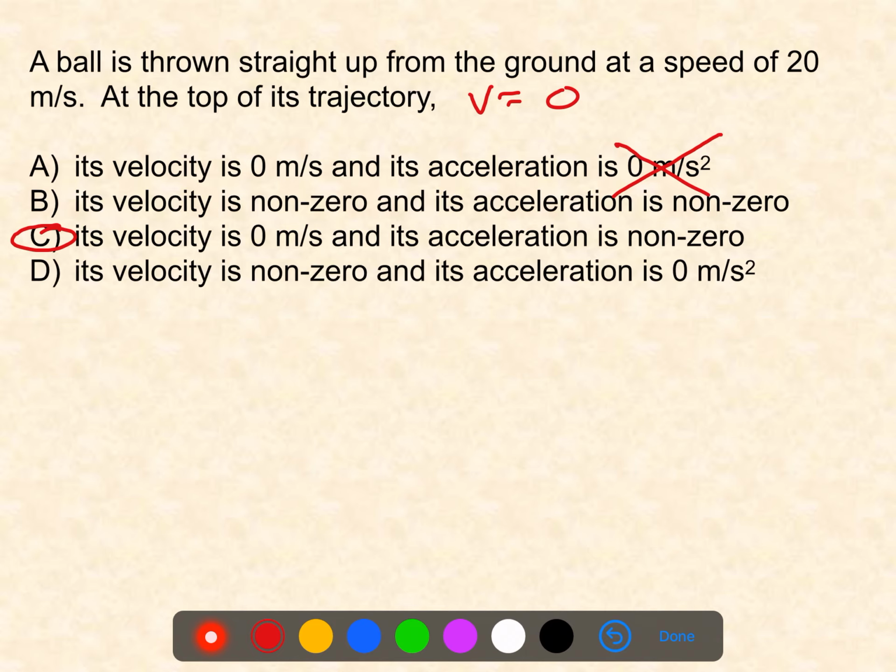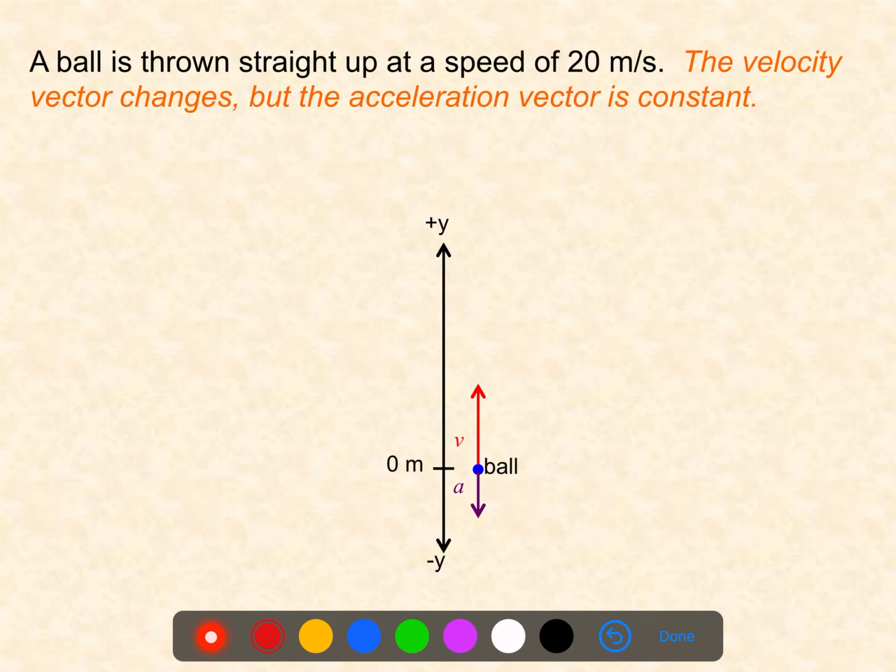It might be clearer to see that if we mentally go through the process of thinking about the velocity and acceleration vectors as the object completes its motion. So let's say that we take that ball and we throw it up in the air at 20 meters per second. At that point, you've got a sizable velocity vector. 20 meters per second is pretty fast.